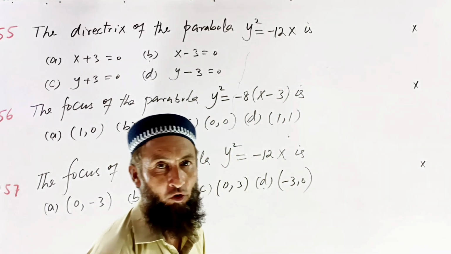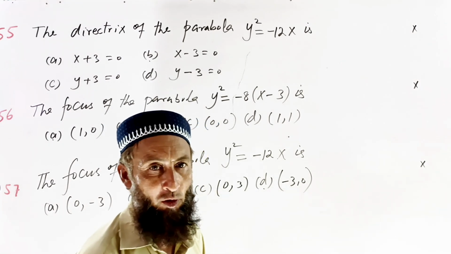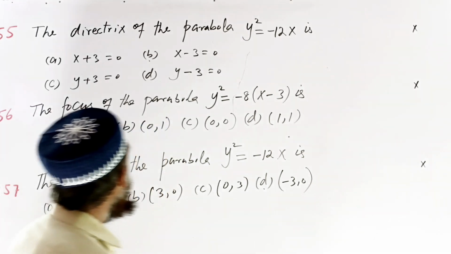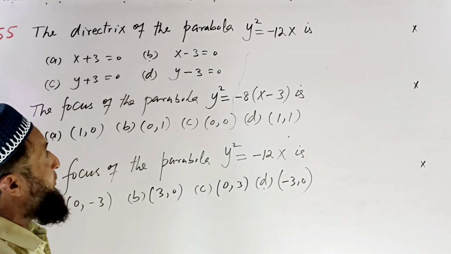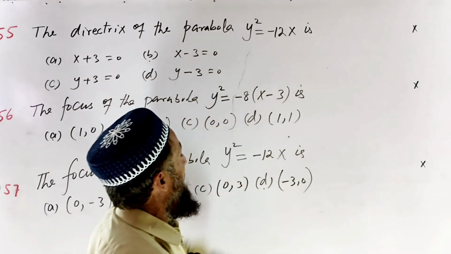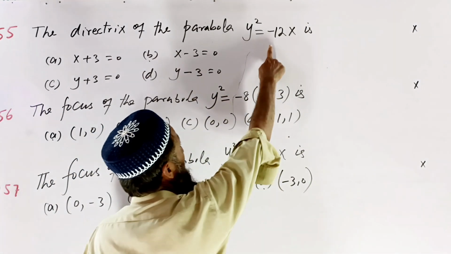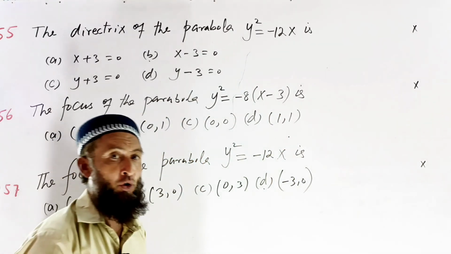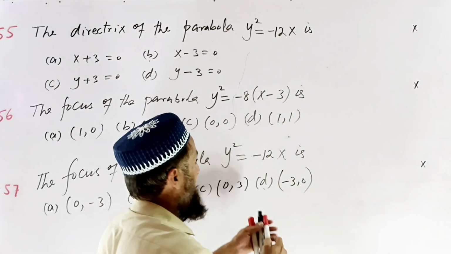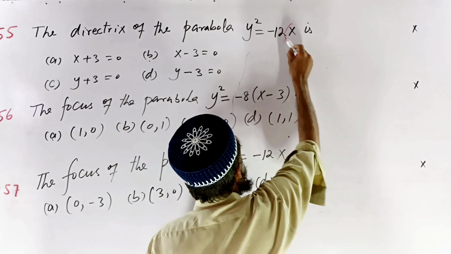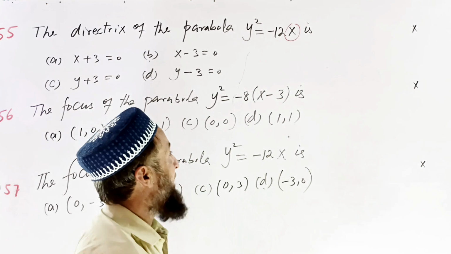Today we are proceeding on the parabola topics, MCQs, multiple choice questions. Let's start. Question number 55. The directrix of the parabola y square is equal to minus 12x. Look here, the parabola has a negative sign. We conclude that the parabola is along the x-axis, opening to the left side.